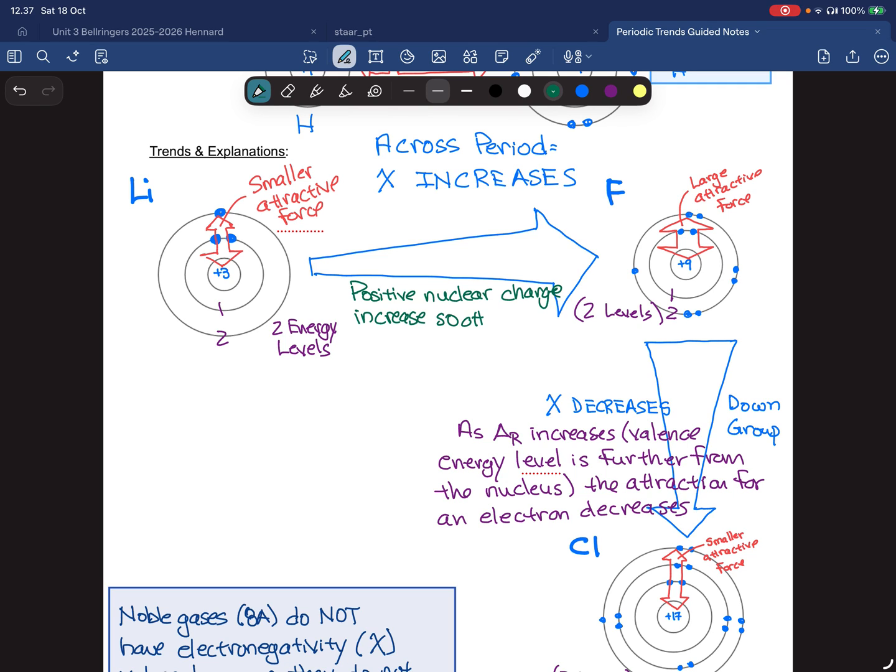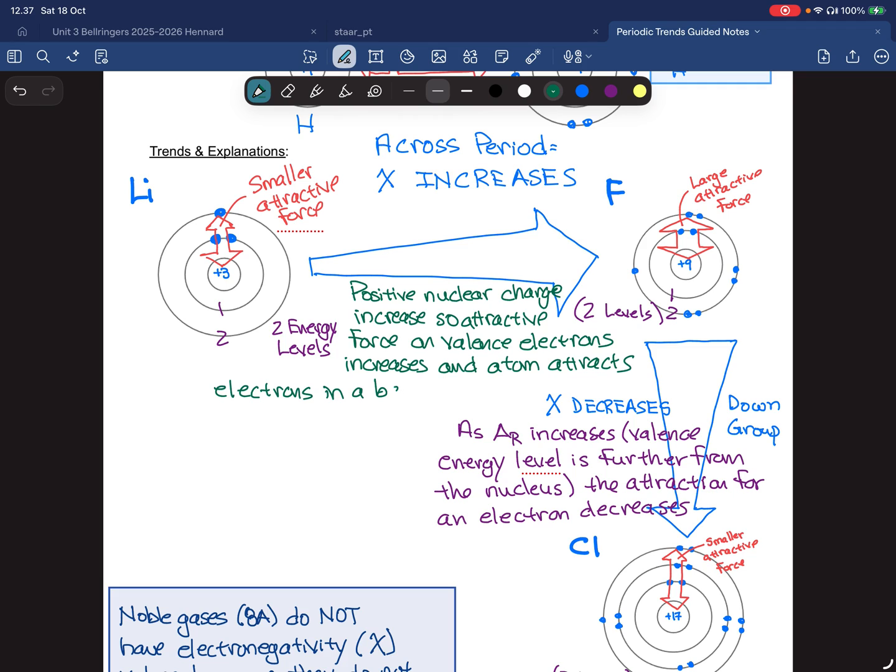So the attractive force on the valence electrons increases. And the atom attracts electrons in a bond more strongly.